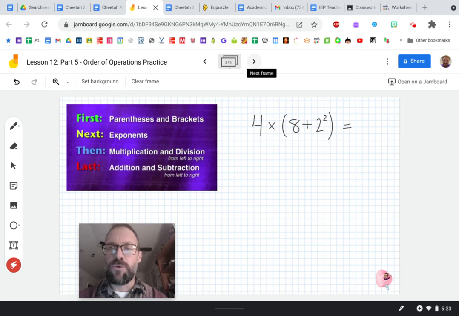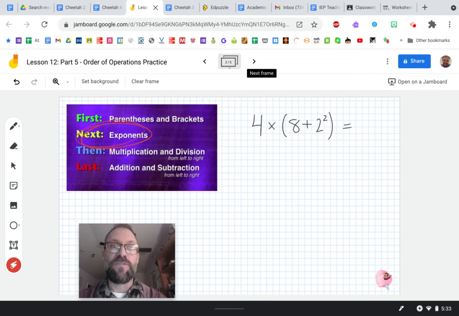We have a whole variety of things to deal with here. We have parentheses. We have exponents. We have addition. We have multiplication. What do we do first? Well, we look to our chart here, and it says we need to do everything in parentheses first. That is this package right here. So we look inside and we see addition and exponents. Which one of those do we do first?